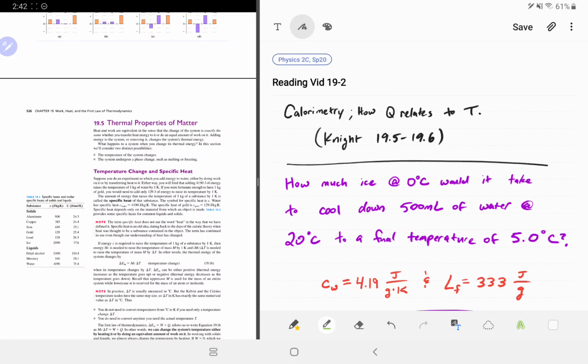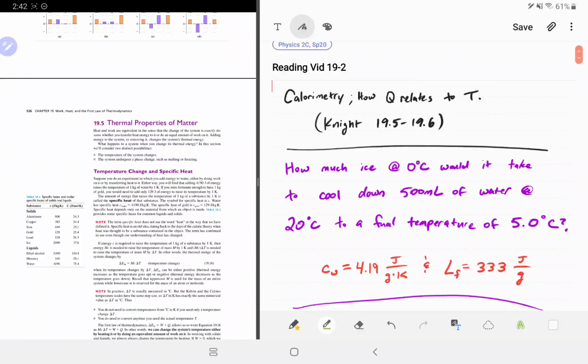I'll give an overview. In this section we're mainly going to focus on solids and liquids. And we'll hold off on talking about gases, and I'll discuss a little more in depth on why that's the case in just a second. By the end of this video, we should be able to answer problems on calorimetry.